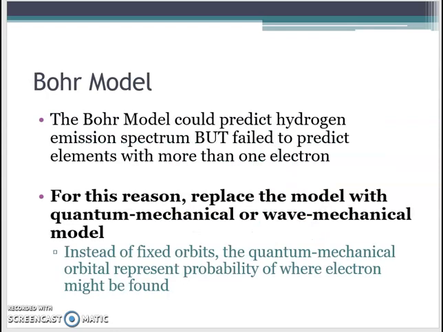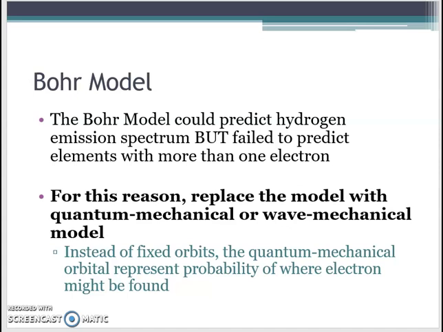The Bohr model does a really nice job of predicting the hydrogen emission spectra, but it doesn't do a great job of predicting elements that have more than one electron. So, fairly useless, right? But in actuality, it tells us a really good fundamental principle about electron energy levels, and that electrons can only exist in those certain levels. But we need to expand upon that model, and the way that model is expanded upon is through the quantum mechanical, or the wave mechanical, model.